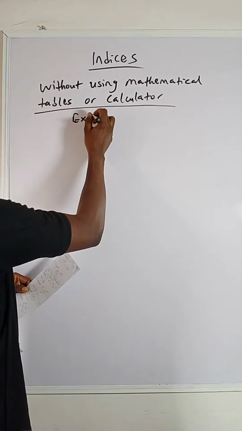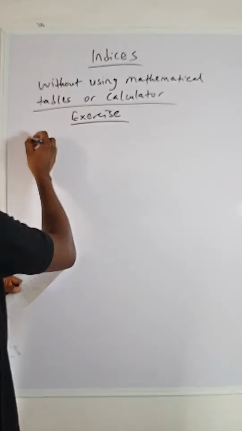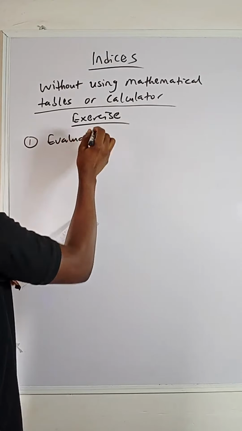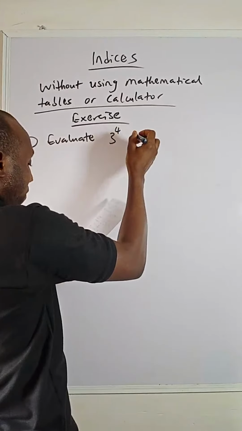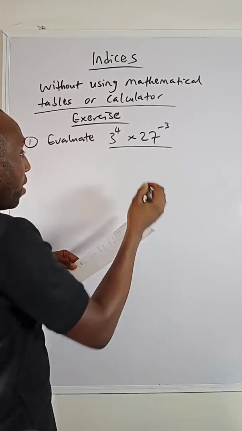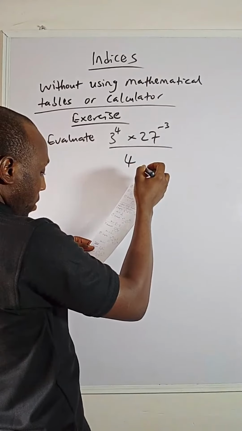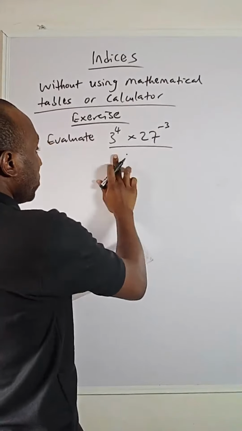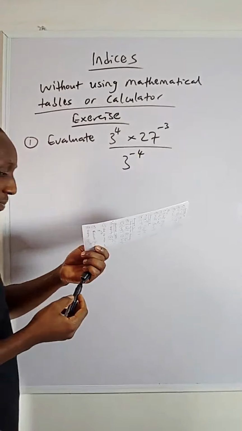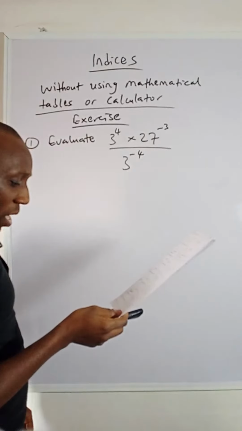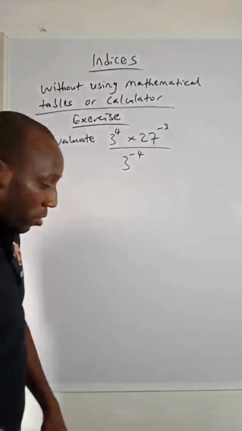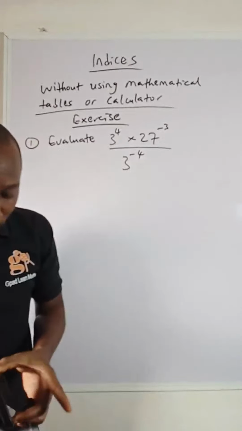So here's your exercise. Don't worry, I'm still going to do these questions, but I want you to go first. So here we are. Evaluate 3 raised to the power 4 times 27 raised to the power negative 3, divided by 3 raised to the power negative 4. Sorry, this is not 4, it is 3 raised to the power negative 4. So this is even easier than what I did. Okay, I think I may want to add one. Maybe we can do one more later, but for now, can you try this? Everybody do this. If you got a question, ask me.